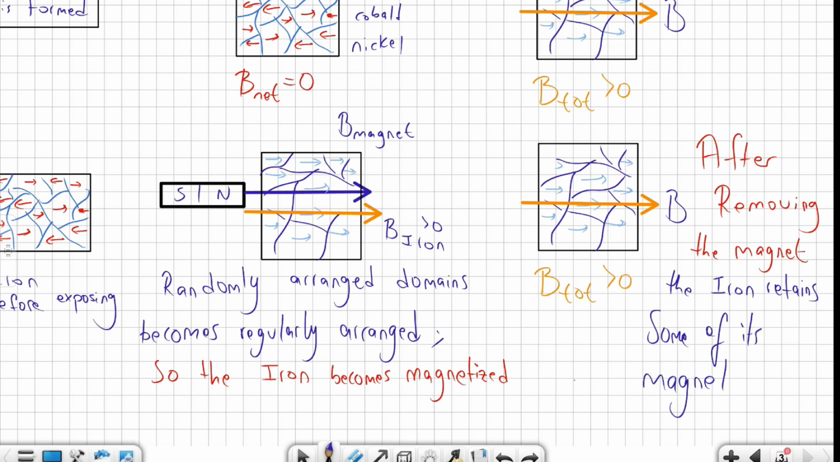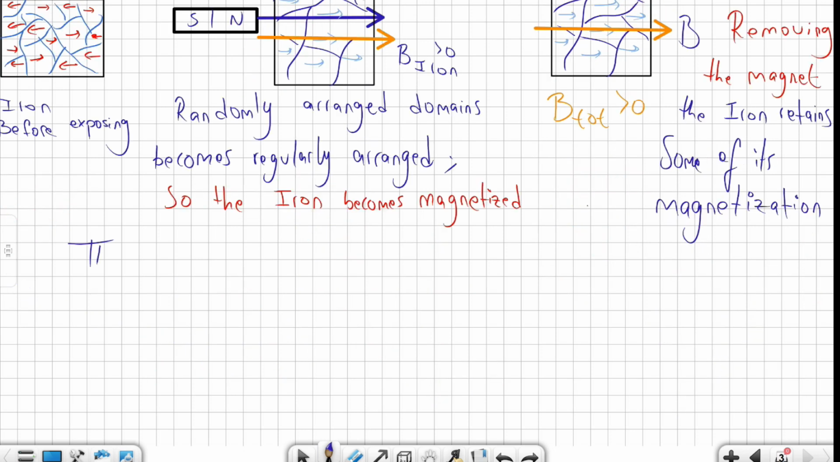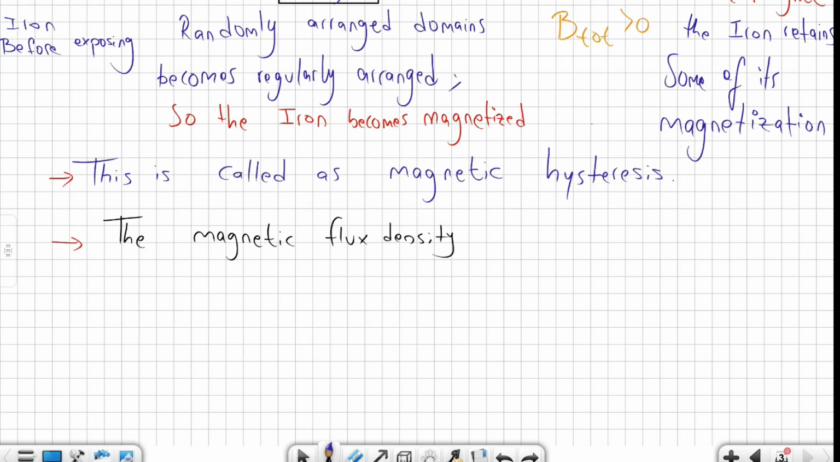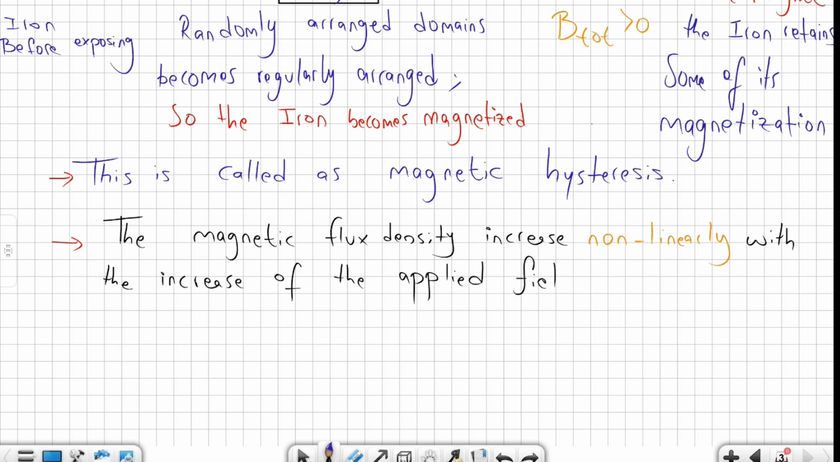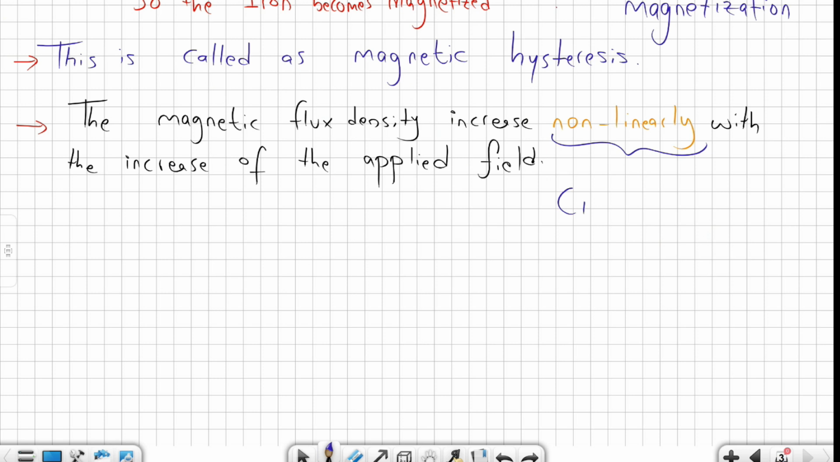This is called magnetic hysteresis. The magnetic flux density increases non-linearly with the increase of the applied field. So if we increase the applied field, the magnetic field of the iron will increase. Every nonlinear graph will produce a curve, and this curve is called the hysteresis curve.